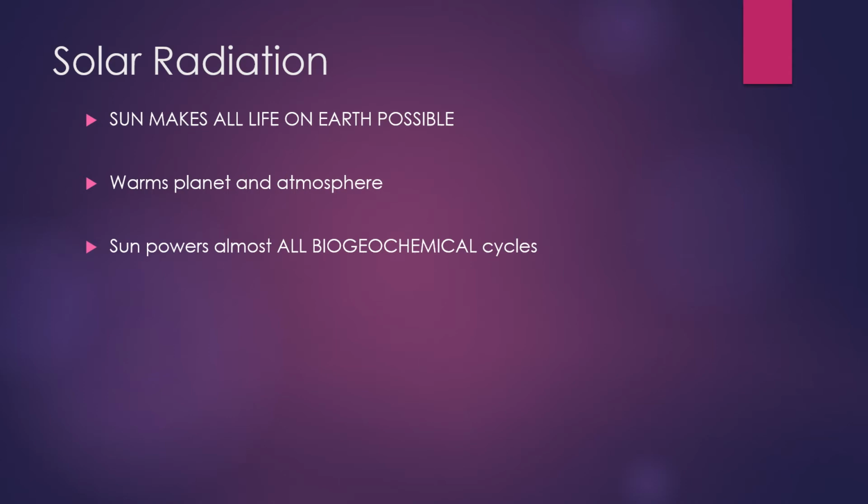So let's move on to solar radiation. This is what makes life here possible, right? We are in this perfect proximity to the sun, and obviously we need the sun, right? It's what makes life on here possible and gives energy to the atmosphere, not only the atmosphere, but powers almost all biogeochemical cycles, which is what we're going to get into at the end of today's chapter.